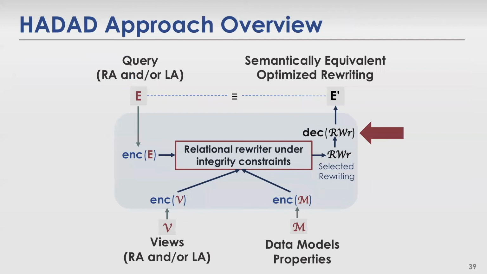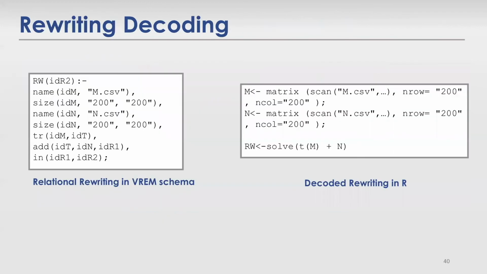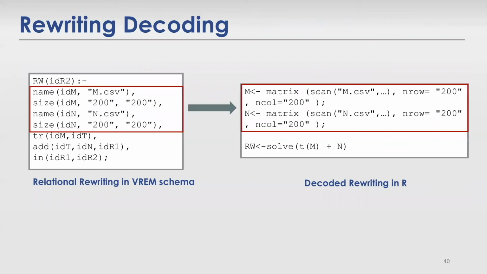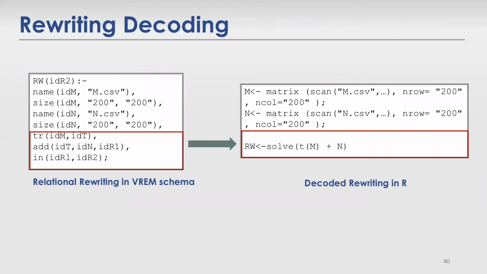Now, the decoding of the rewriting. The found minimum cost rewriting will be decoded into the platform-supported query language. For example, the name and size relations for matrix M and N will be decoded back into matrices loading statements expressed in R. And the combination of transpose, add, and inverse relations will be decoded back into the corresponding R linear algebra expression.